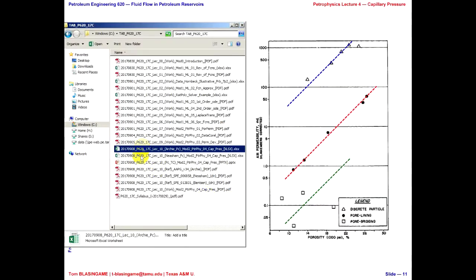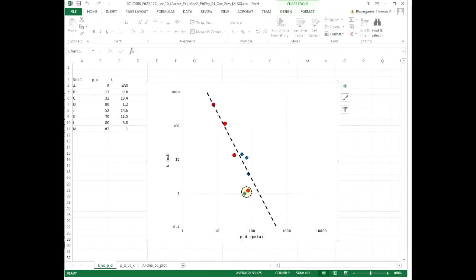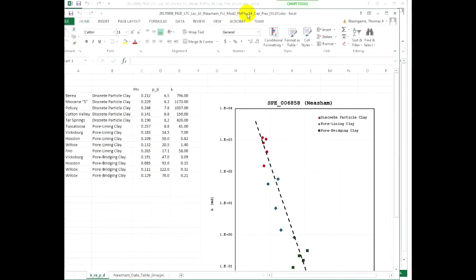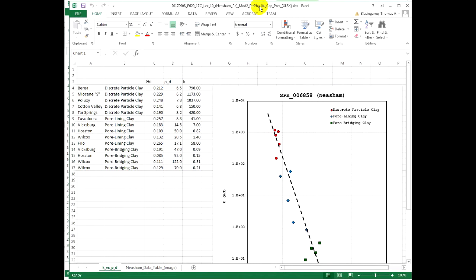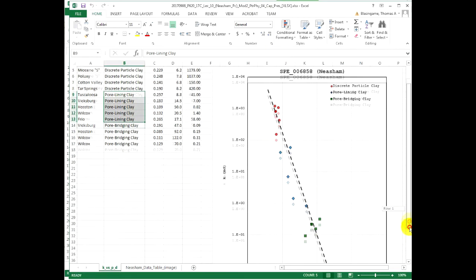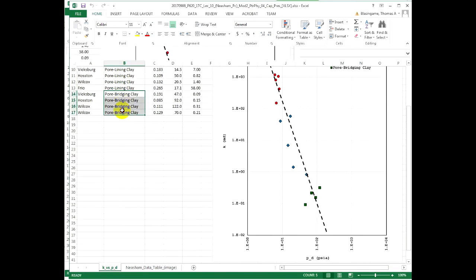Okay. And then if we come to the next one, which is the same work that we just saw a moment ago by Neesham. Yep. Okay, so the discrete particle is up here. The pore lining is here. And then the pore bridging is down here. So actually, there's pretty good correlation. So if you were asking yourselves, can I correlate permeability with displacement pressure across a bunch of different types of rock, you can see that it does work. Again, this is just an exercise for discussion. Okay.